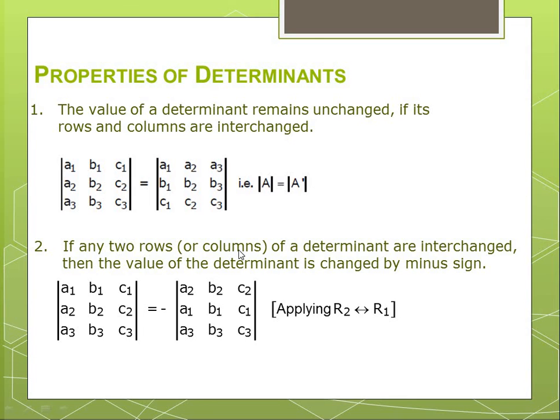Second property: if any two rows or columns of the determinant are interchanged, then the value of the determinant is changed by a minus sign. Consider this determinant. In this case, I interchange R1 and R2. Suppose the R2 elements are A2, B2 and C2; then the R2 elements are written in R1 and the R1 elements are written in R2. So I have interchanged two rows, the first row with the second and the second with the first. Then if I interchange two rows, I have to multiply the determinant by a minus sign. Similarly, if I interchange two columns, then I have to multiply by a minus sign.